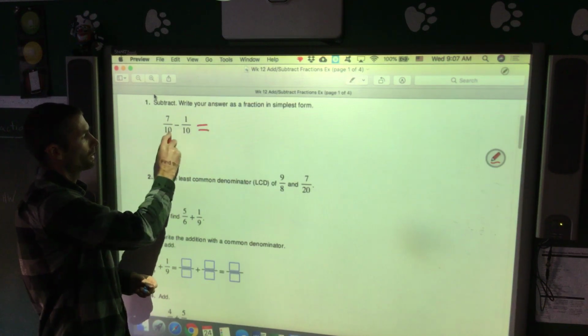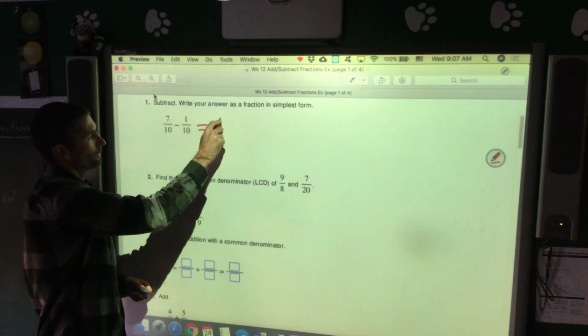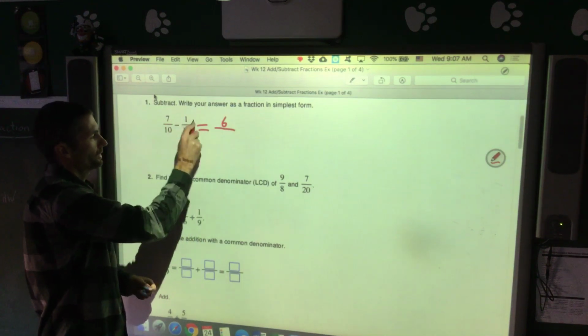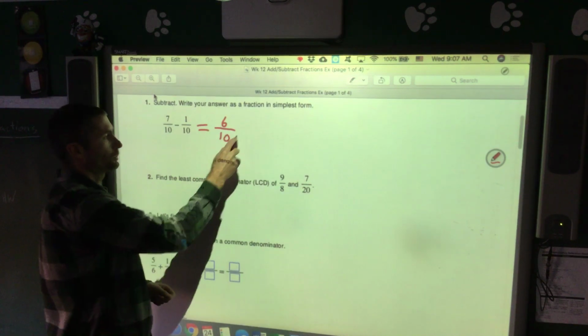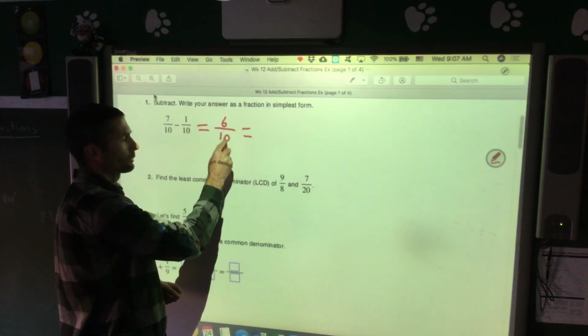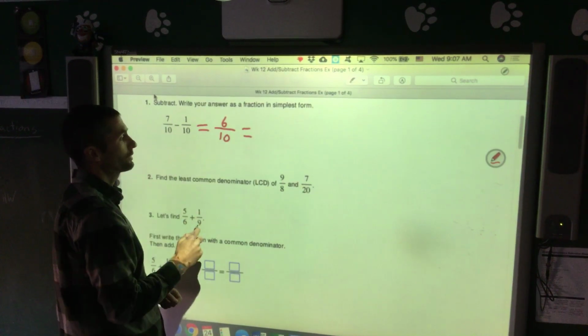Our denominator is already a common denominator, so we just have to subtract 7 minus 1 is 6. Keep the same denominator, 6/10. Now we can simplify. Multiplying and dividing, with multiplying, we can simplify first. You can't do that here.